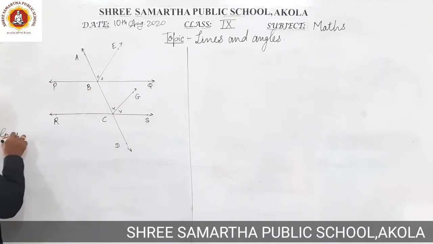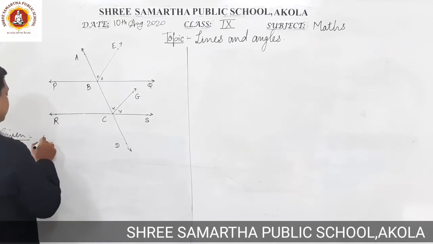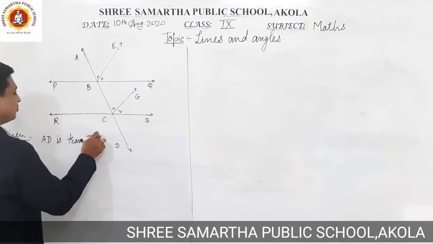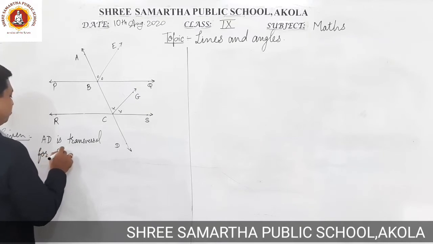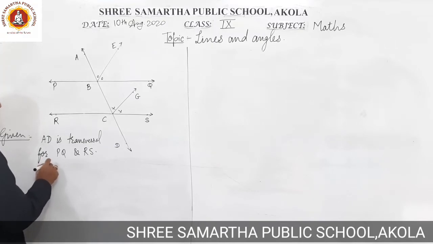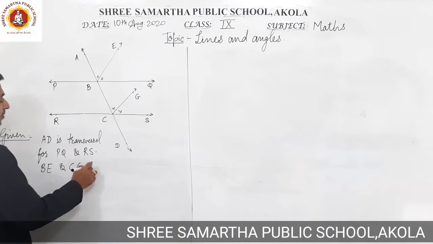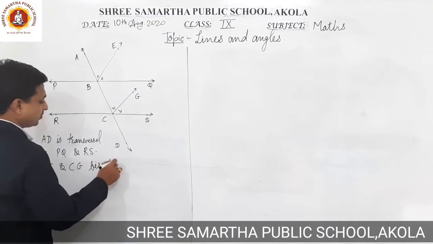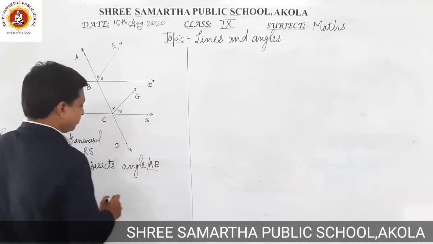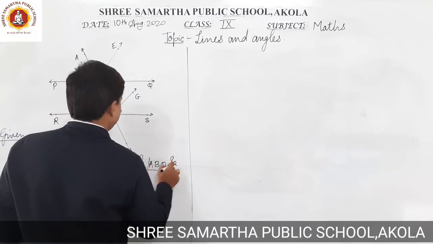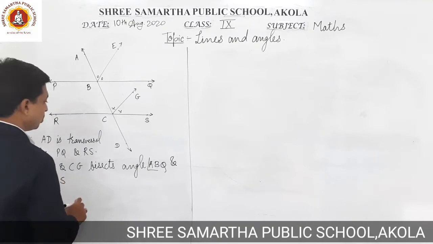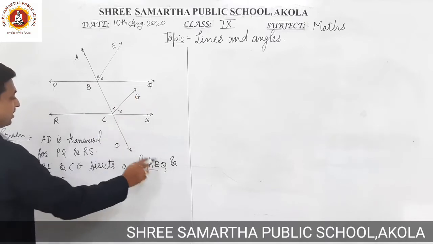See, given: AD is a transversal for PQ and RS, BE and CG bisect angle ABQ and angle BCS. Okay, ABQ and BCS.